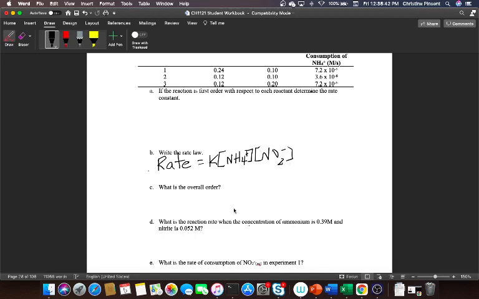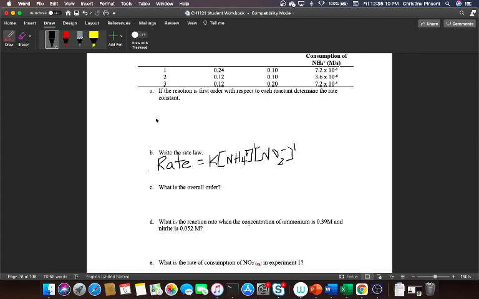I will go back to question A because I'm looking for a piece of information given in that question, and it tells me the reaction is first order for each reactant, which means my exponent for ammonium is a 1, and for nitrite it's also 1. It's first order for both. Now, you don't have to write the 1, obviously. You can leave it blank, and it's just assumed if you don't write it, it's a 1. But if you want to, you can write it in as well.